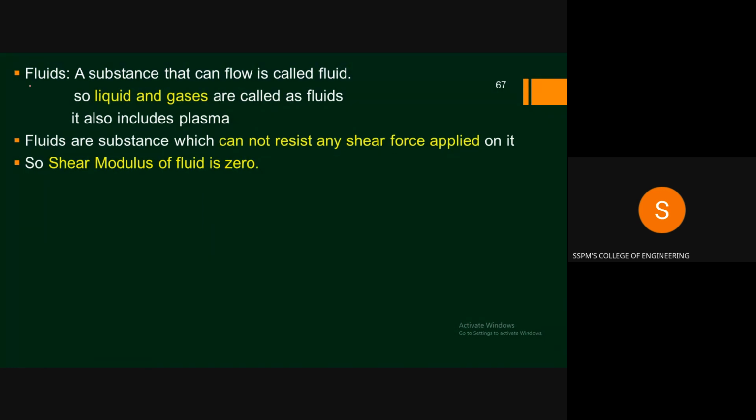So, a very basic concept about the fluid. A fluid is basically a substance that can flow. It can exist in liquid or gaseous form. Even plasma is considered a fluid. The technical definition is that fluids are substances which cannot resist any shear force applied on them. So for a fluid, this is the important point: the shear modulus is zero. There can be a straightforward question: the shear modulus for a fluid will be zero.